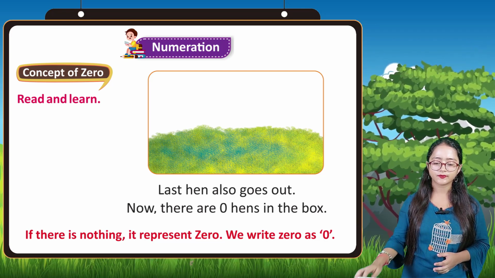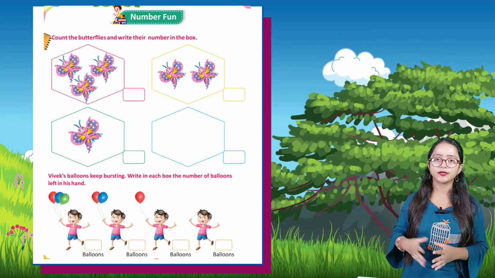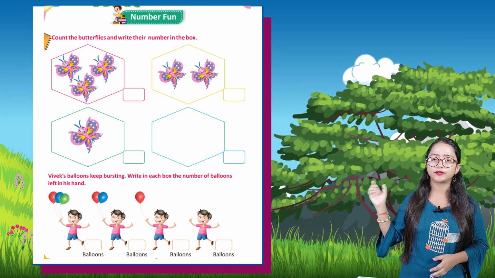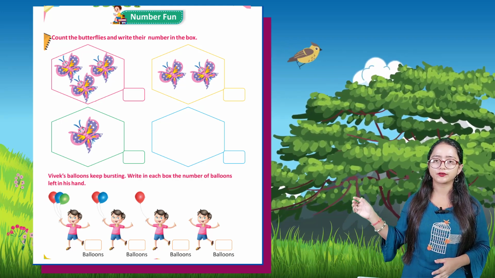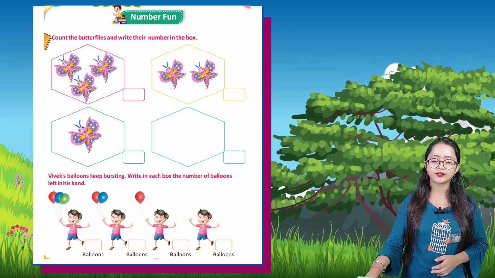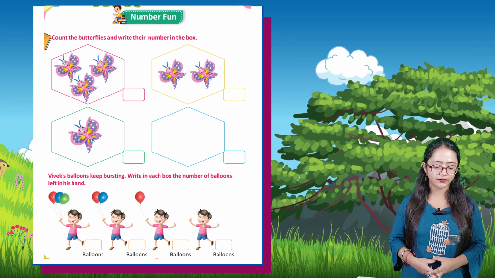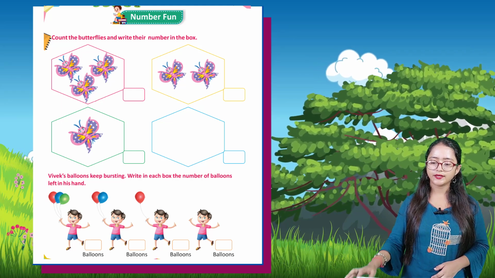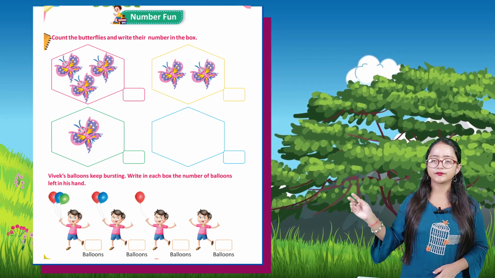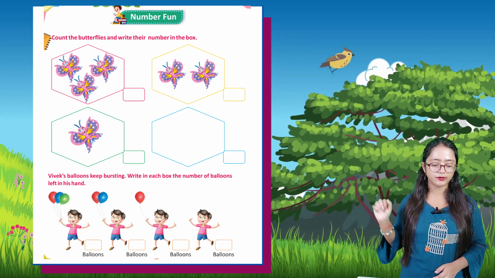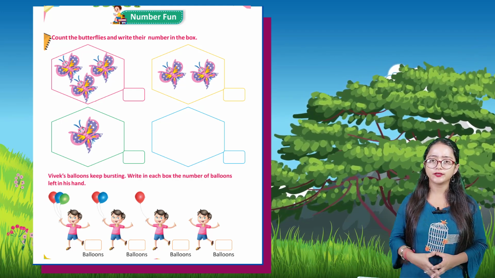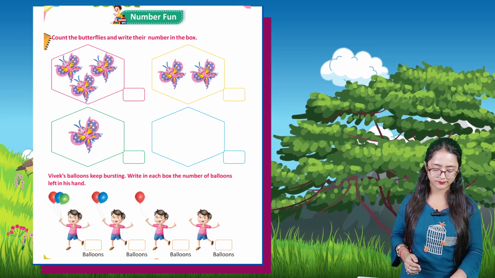Okay. Now students, turn the page. Number 1. Count the butterflies and write their number in the box. So here you have to first count the butterflies and then write down the number. In the first figure, there are total 3 butterflies. So write down number 3. In the next figure, there are total 2 butterflies. So write down number 2. In another figure, there is only 1 butterfly. So write down number 1. And in the last figure, you can see there is no butterfly. So you have to write down number 0.